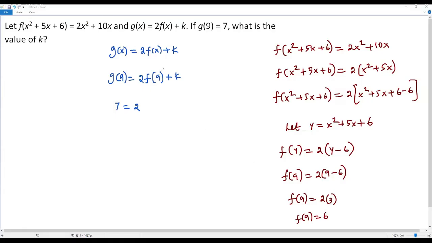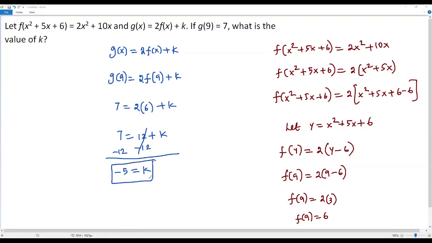I can plug in 6 for this f(9), then 7 = 2 times 6 + k. 2 times 6 is 12, plus k. Now to solve for k, I have to get rid of this 12. For that, I subtract 12 from both sides. When I do so, this positive 12 and negative 12 will cancel out. 7 − 12 is −5, so −5 = k. Okay, I got the value of the constant k. Its value is −5.